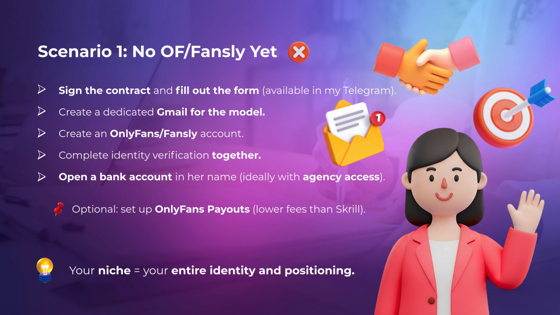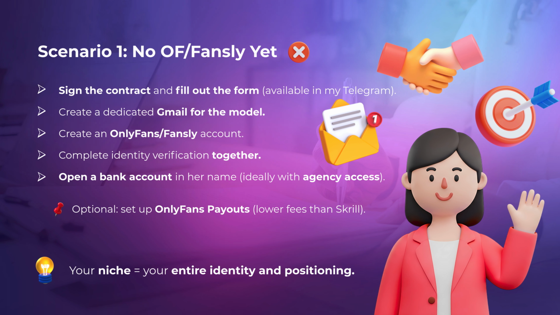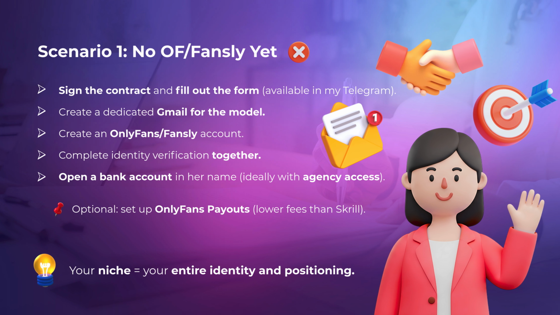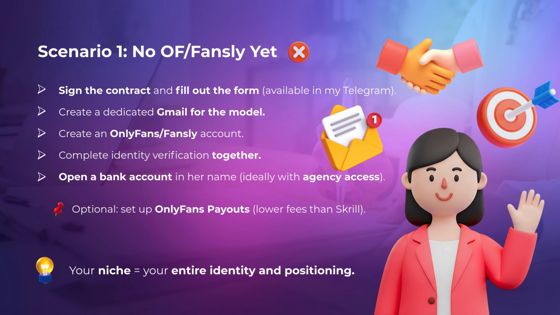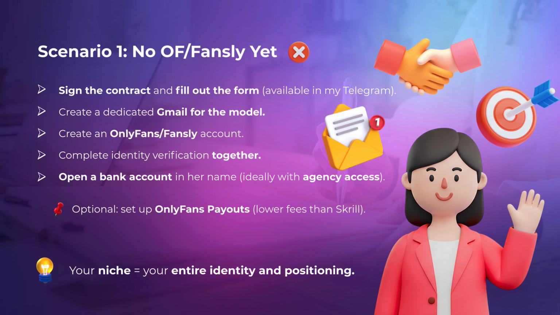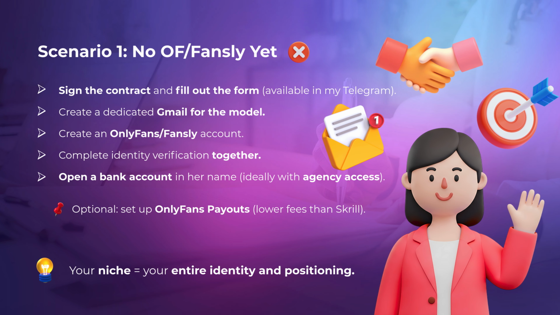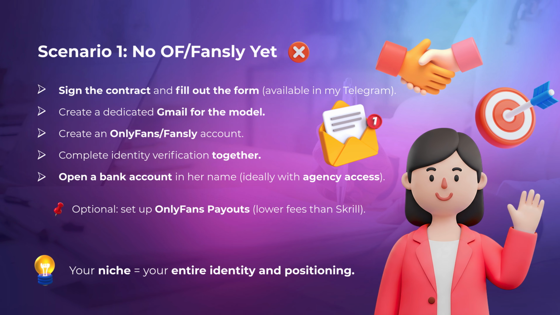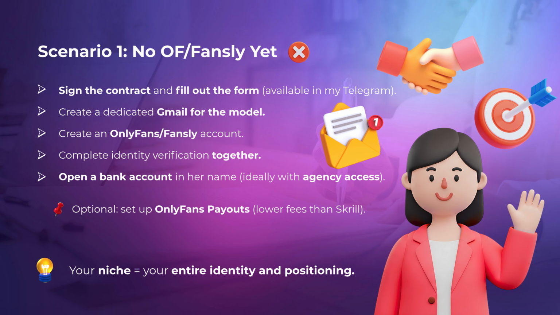At this stage, signing the contract is very important. The contract is available in my free Telegram channel, which you can access through the link in the video description. The model must also fill out the information form for her profile, which is likewise available in my Telegram channel. I will also give you the opportunity to get the full list of niches you can work with for your model. This is why finding a niche is so important. It will be the defining factor in your marketing.